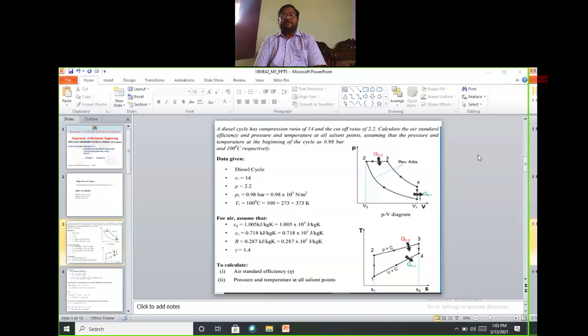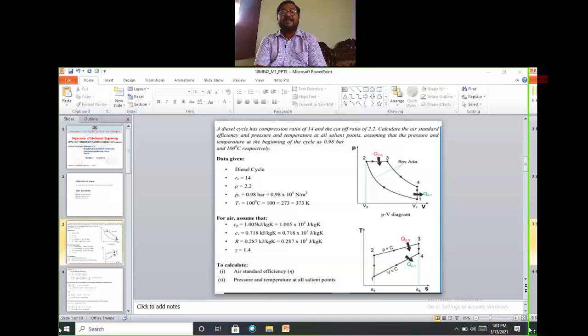In this problem, first identify which cycle this is. After identifying the cycle, you have to write the pressure versus volume diagram and the temperature versus entropy diagram. If you write these two diagrams, you will get 2 marks in the examination. You must be careful and write a very neat diagram.